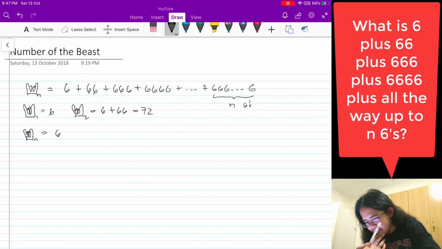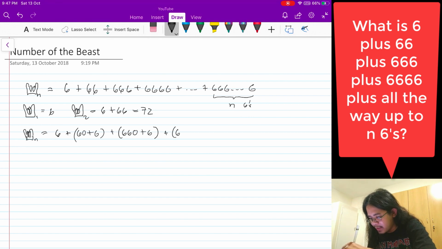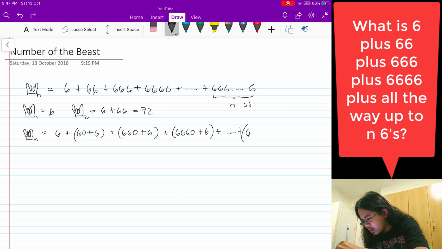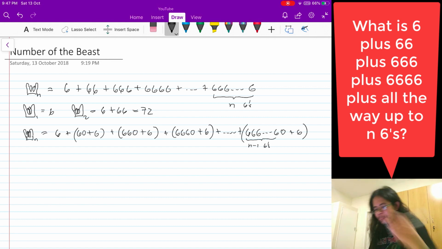Let's write 6. But 66, let's write as 60 plus 6. 666, let's write as 660 plus 6. 6,666, let's write as 6,660 plus 6. And so on, all the way up to the last term, where this time there are only n minus 1 sixes, because the last unit digit is 0, since you separated the 6.